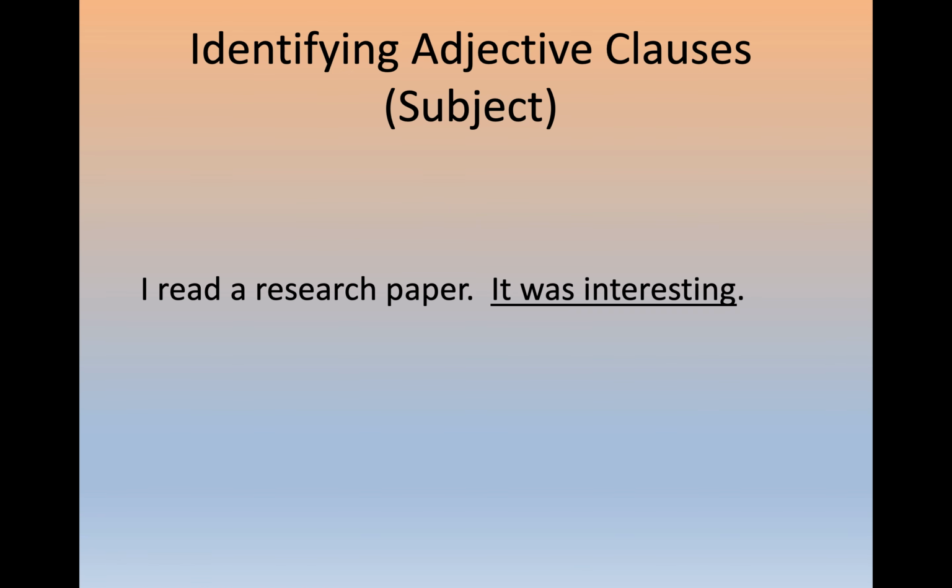Okay, let's see some examples. I read a research paper. It was interesting. Okay, my second sentence here is describing something in my first sentence. It's describing the research paper. So instead of two simple sentences, I could make one complex sentence with a dependent clause that's an adjective clause.